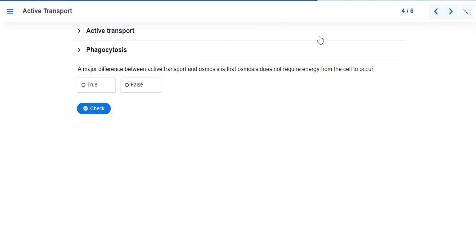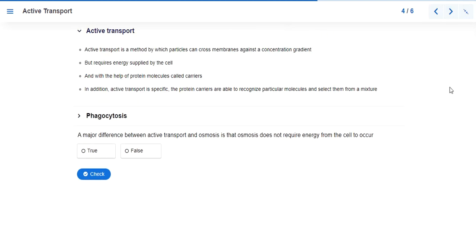Active transport. Active transport is another form by which materials are transported around the body. Active transport is the method by which particles can cross membranes against a concentration gradient, but it requires energy supplied by the cell and the help of protein molecules called carriers.